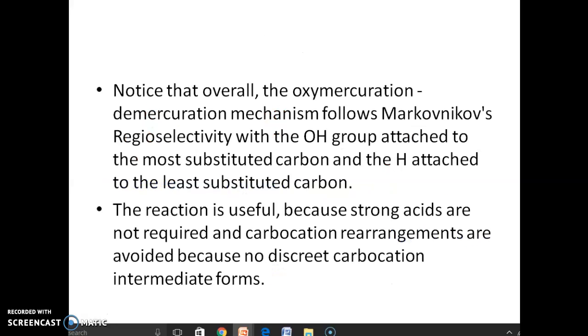Now, to conclude, the overall oxymercuration and demercuration mechanism follows Markovnikov's regioselectivity, with the OH group attached to the more substituted carbon and H attached to the less substituted carbon. This reaction is useful because strong acids are not required. Carbocation rearrangements are avoided because no discrete carbocation intermediate forms.